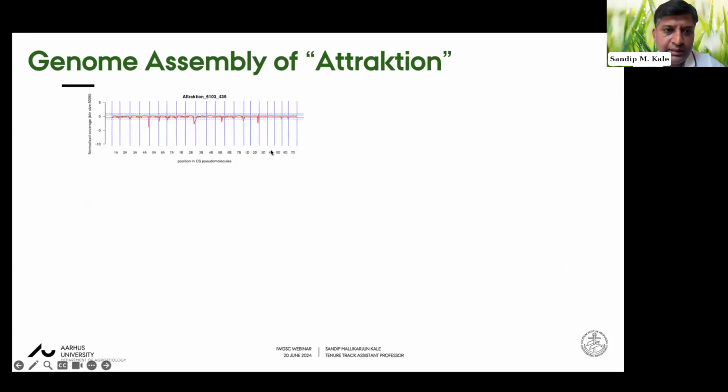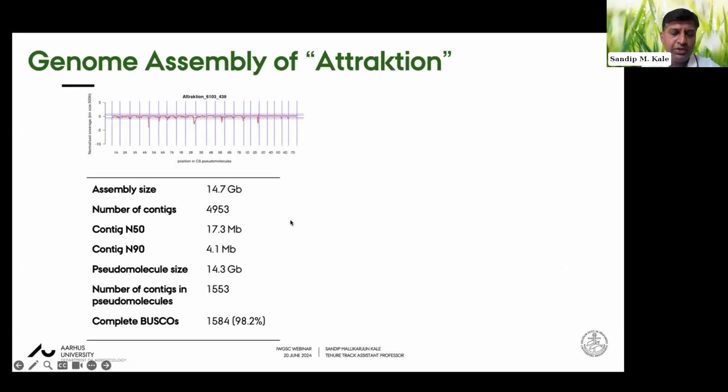Based on our earlier analysis, we found that Attraction has this introgression on chromosome 4A, but it also carries this 6A locus for yellow rust resistance. That's why we decided to develop a chromosome-scale assembly of Attraction. We used PacBio HiFi sequencing plus Hi-C data. The contig N50 was really high, around 18 Mb, which was higher than all these 10+ assemblies developed using Illumina short read data.